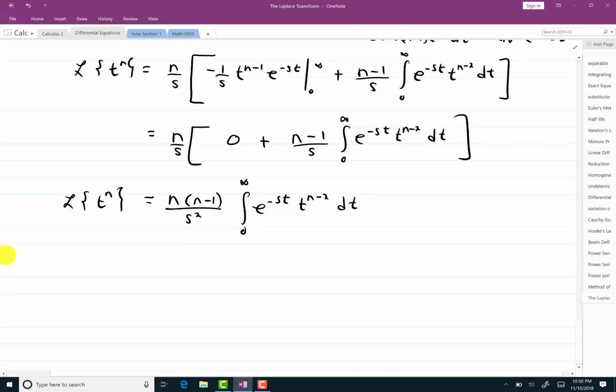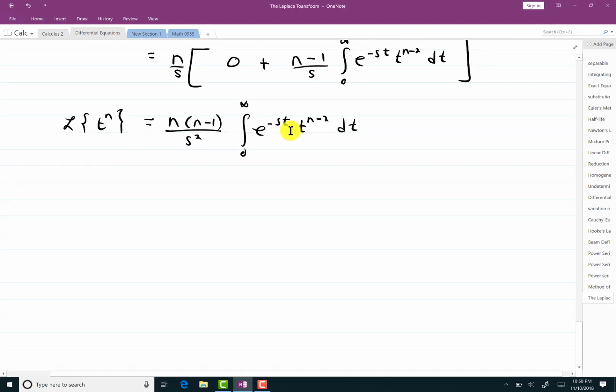Hopefully you can see a pattern emerging here. As I keep going, I'm going to keep going until I get to t to the 0. When will that happen? Well, on my next round, I'll get n minus 2 out here, then n minus 3 out here, and I'll keep growing with my s cubed too. This 2 matches the 2 that's there. So by the time I get to t to the 0, t to the 0 is like n minus n. What I will have is n factorial all over s to the n plus 1. I'm sorry, s to the n.